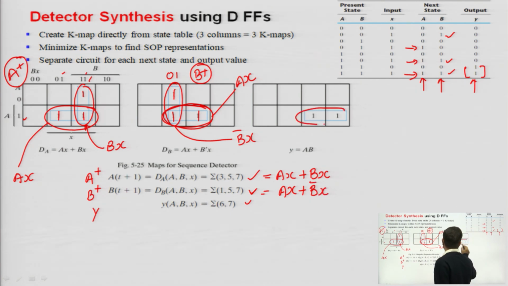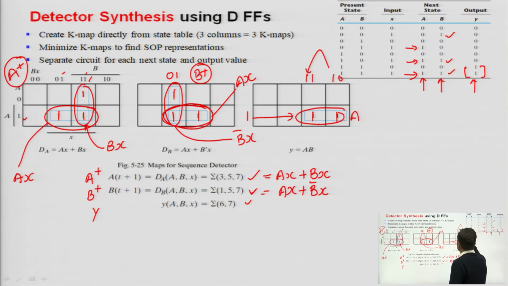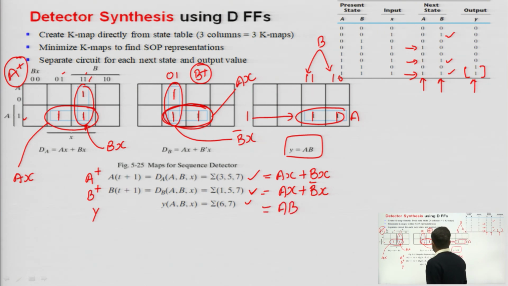Similarly for Y, 6 7. This is 6 and this is 7, which corresponds to A, common from the row side, because A is 1. From this 1 1 and 1 0, this 1 is common, which corresponds to B. That means the final result is Y is equal to AB. So these are the three expressions obtained from the K maps, and these K map minterms were derived from the state table only.